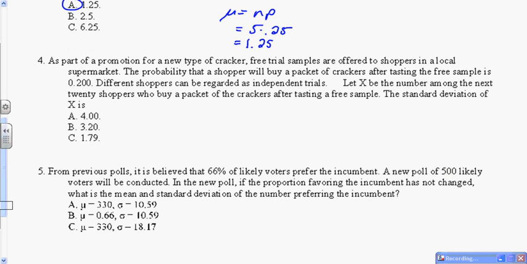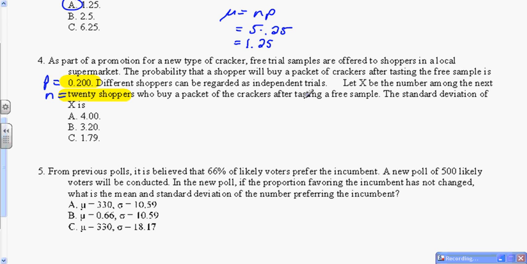Number 4 is part of a promotion for a new type of cracker. Free trial samples are offered to shoppers at a local supermarket. The probability that a shopper will buy a packet of crackers after tasting the free sample is this. Okay, so there's your P. Different shoppers can be regarded as independent trials. Let X be the number among the next 20 shoppers.